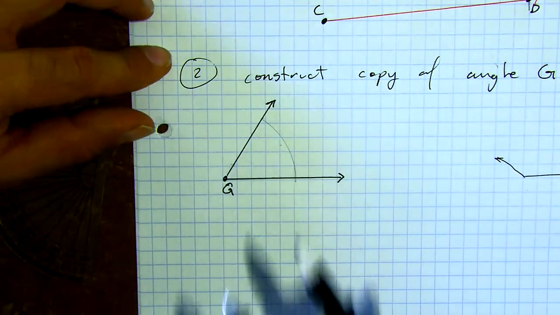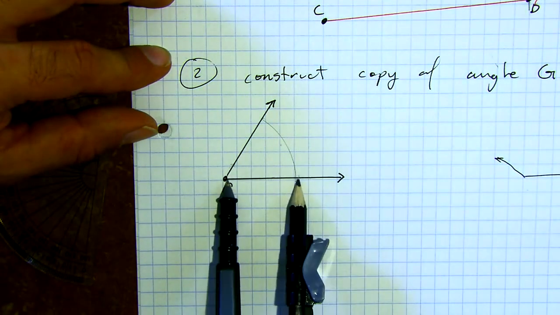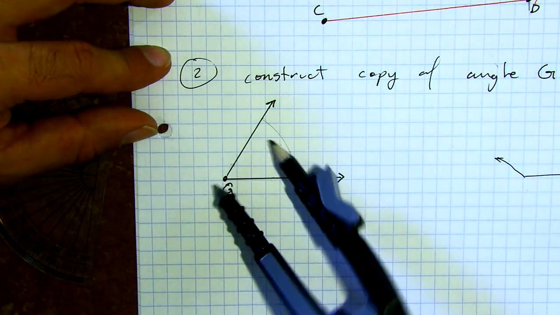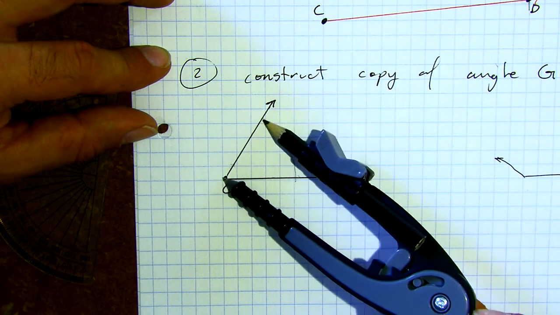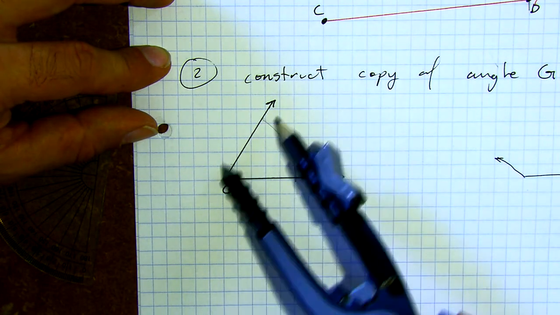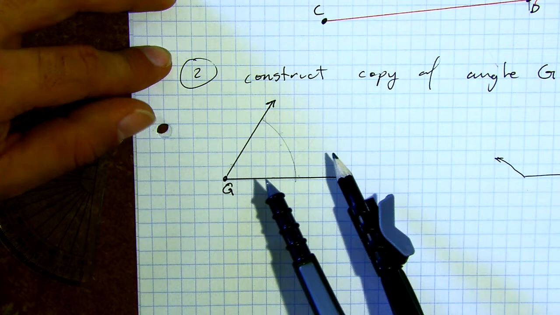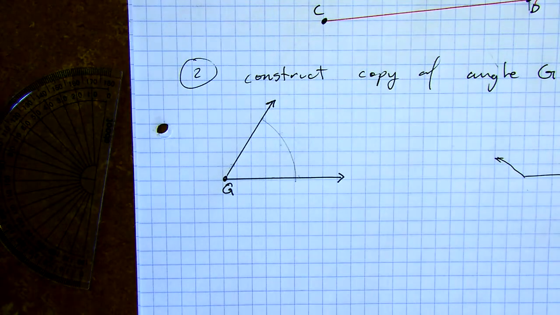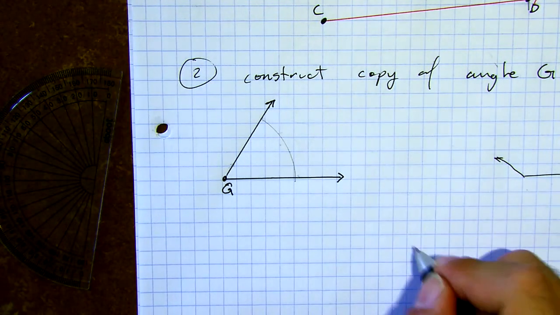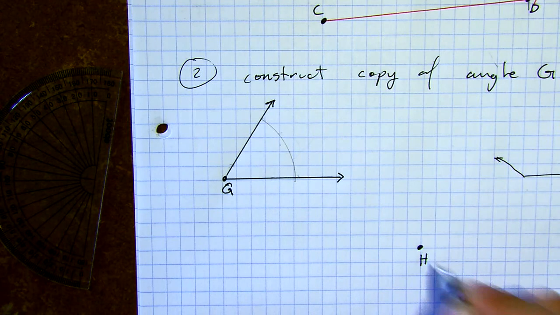Okay. So I look and I make sure I did it right. Yep, that radius is the same as that radius, is the same as that radius, same as that radius. All those radii are the same because I'm just rotating it, right? That's what a compass does. Okay, next, let's go ahead and make a point down here. We'll call it H.